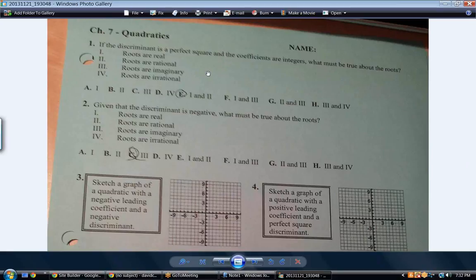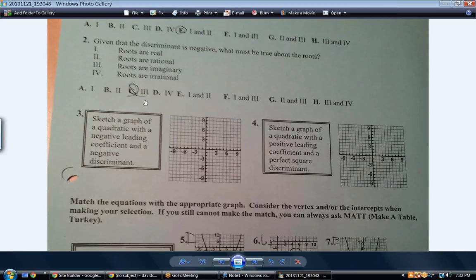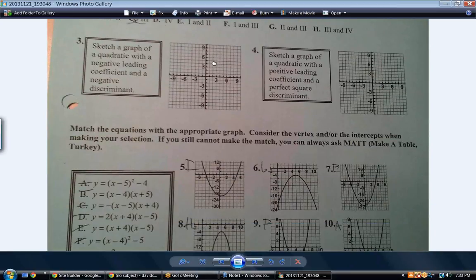If the discriminant is a perfect square and the coefficients are integers, what must be true about the roots? The roots are real. If the discriminant is a perfect square, so the roots are real and rational. Okay. Given that the discriminant is negative, what must be true about the roots? They have to be imaginary. Okay.